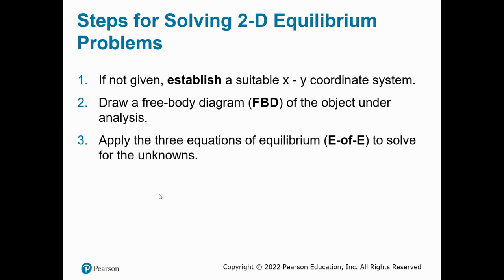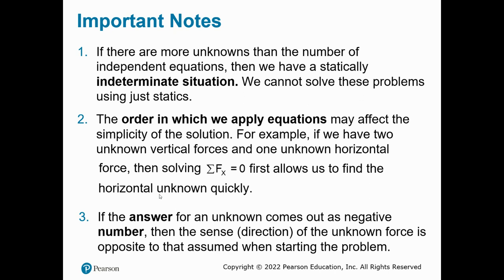General steps. We're going to first determine the XY coordinate. Majority of the time, X will be horizontal and Y will be vertical, but sometimes we're going to need to rotate the axis a little. Second step will be to draw the free body diagram. And then lastly, we're going to apply the three equations of equilibrium to solve for our unknowns. If there are more unknowns than equations, then we call it an indeterminate situation. We cannot solve these problems just using statics if we have more unknowns than equations.